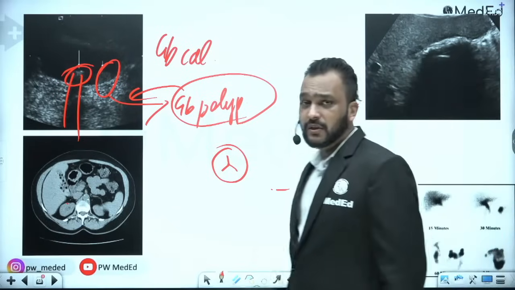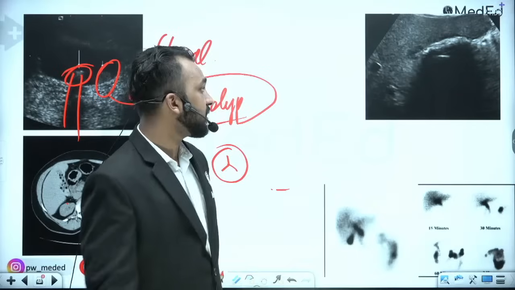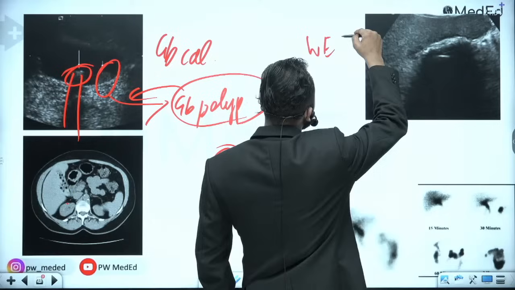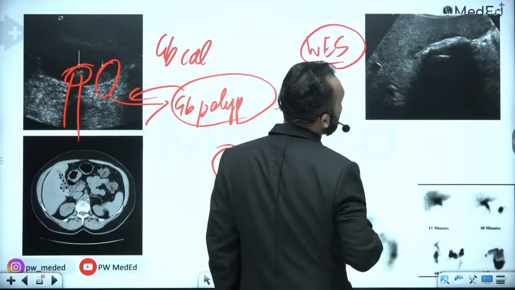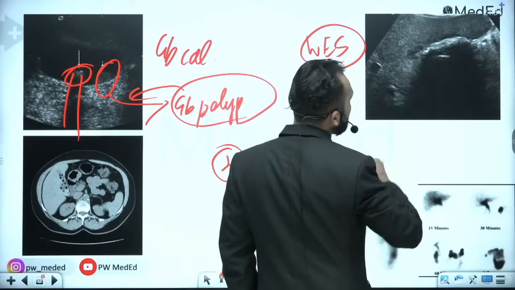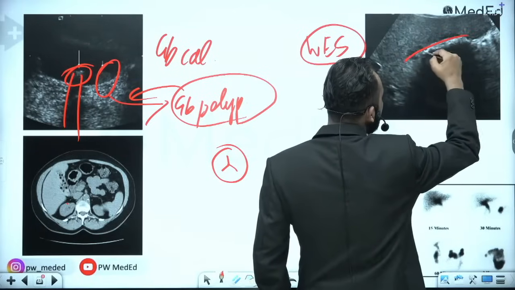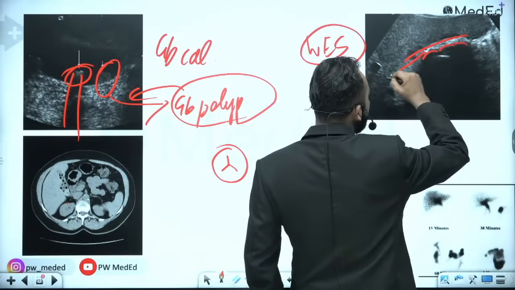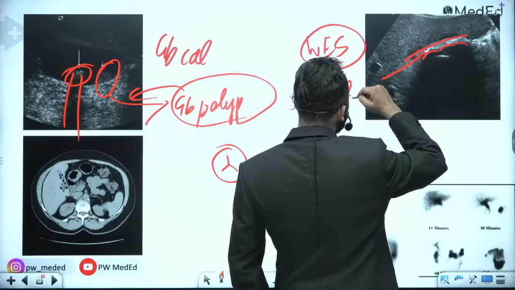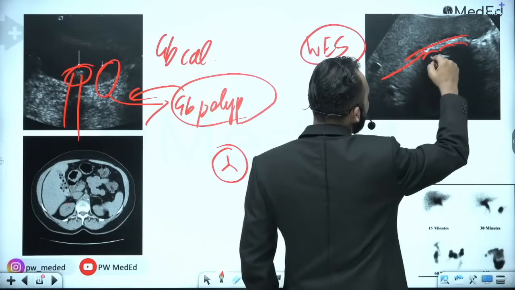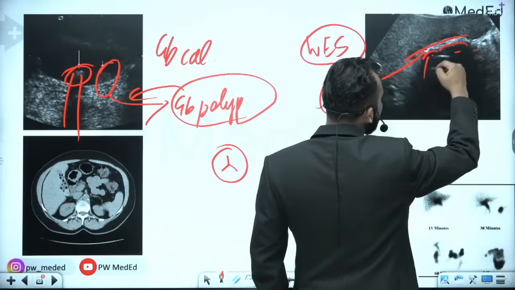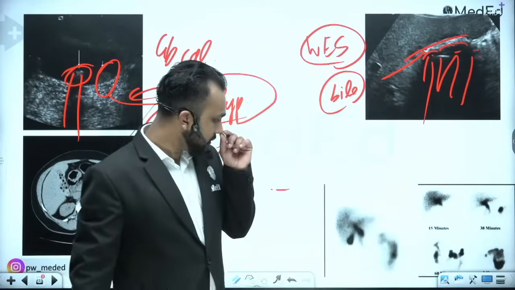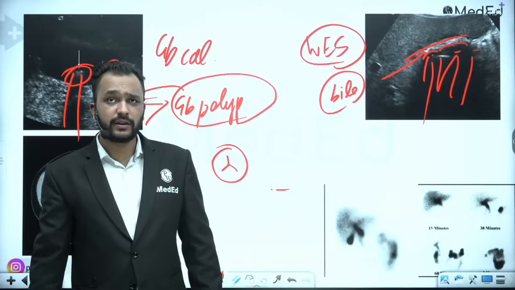And in patients with chronic cholecystitis, you will see a wall echogenic shadow complex. There will be a hyperechoic wall. Then between the hyperechoic wall and your calculi, there will be anechoic bile, and below that you will see multiple calculi giving the posterior acoustic shadowing. These are the features of chronic cholecystitis.